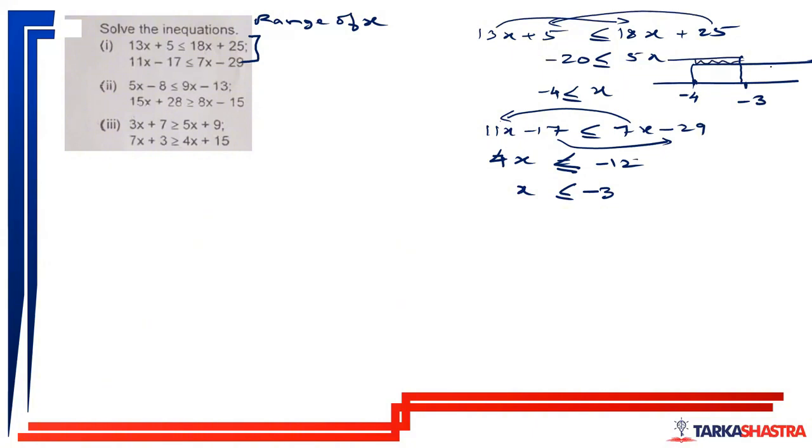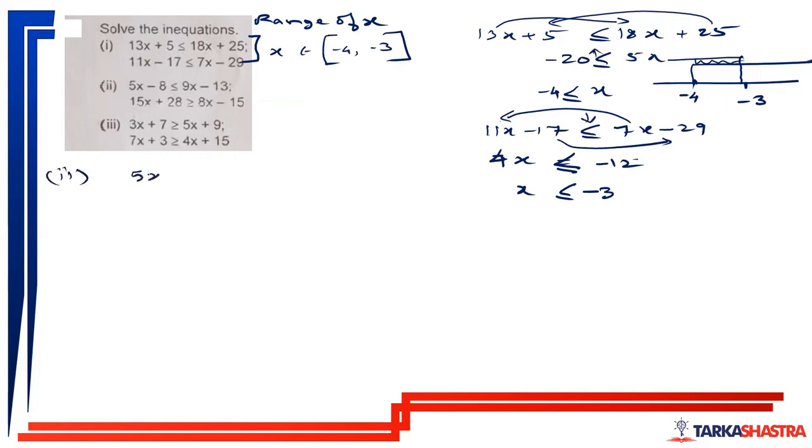Okay. This is the common range now, minus 4 to minus 3. This is the common range where both the inequations are satisfied. So what do we say? x belongs to minus 4 to minus 3. Now round bracket or closed bracket? Closed bracket. Why? Because minus 4 is also included, minus 3 is also included, because we have the equal to sign over here. Okay, let us try to solve the second question.